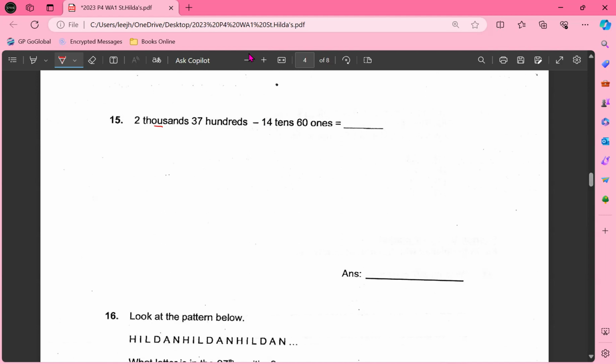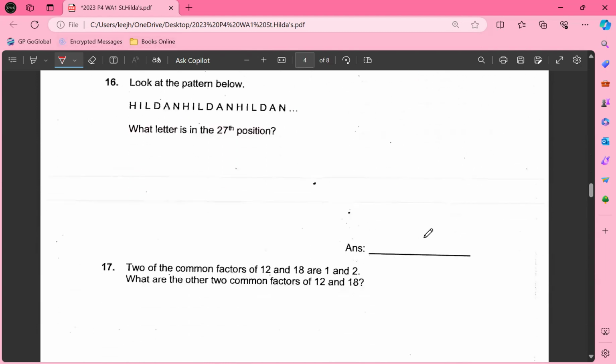So 2,3700 is 2,000 plus 3,700. So we add this up, okay? And minus away 14 tenths is 140, 60 ones is 60. So I'm going to minus these two values. So look at this, 2,000 plus 3,700 is 5,700. Minus this, when you add together, is 200. So your answer is 5,500. So your answer is 5500.